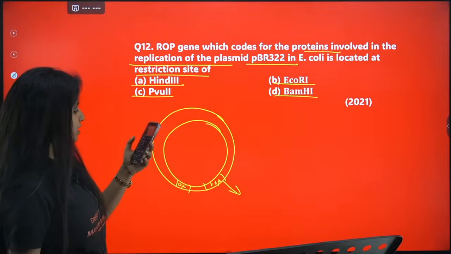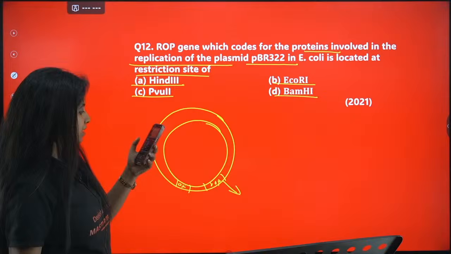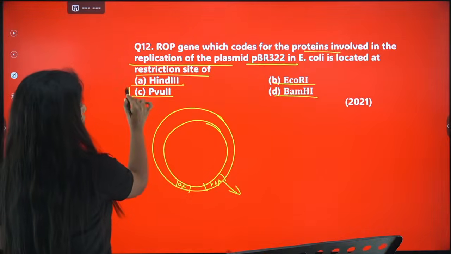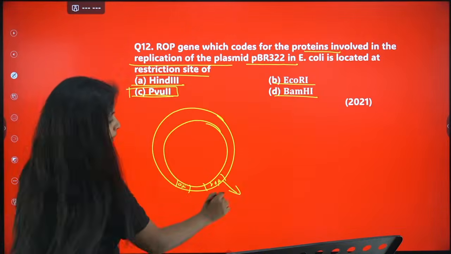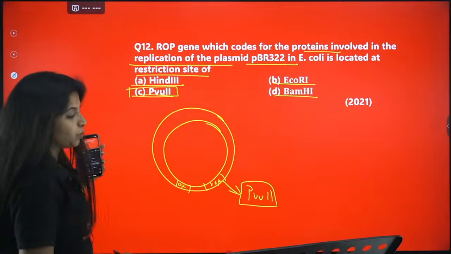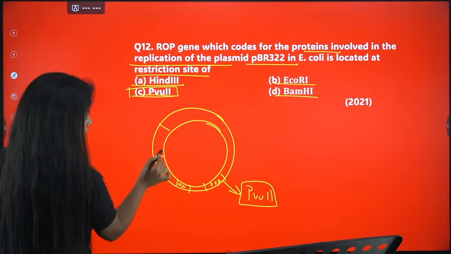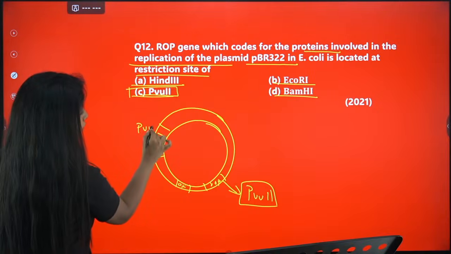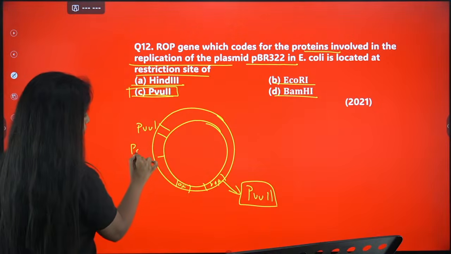Mansi says the answer is C. Praveen says the answer is D. Okay, so for 12, my dear children, the answer is C. It's PvuII which is there. Okay, the restriction enzyme PvuII is over here, whereas over here you have PvuI and also PstI.